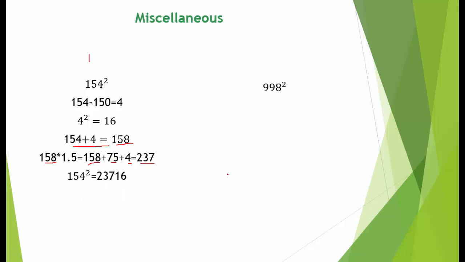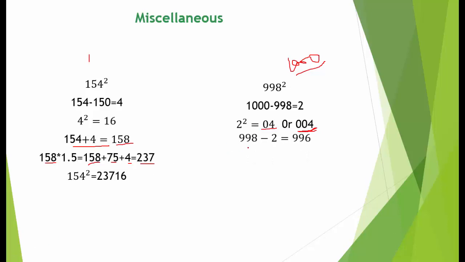Now this is 998. This is nearby 1000. So we will take the base 1000. First of all, check the difference. Here the difference is 2, so take the square, that is 04. Here the base is 1000, so we can take this in 3 digits, that will be 004, or using 2 digits, the answer will also be the same. Now 998 minus 2, this will become 996.